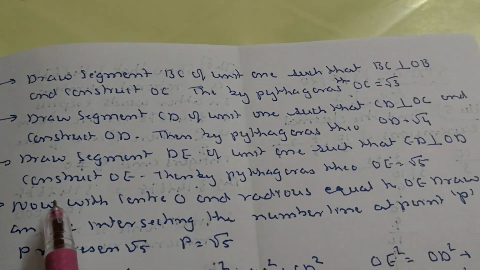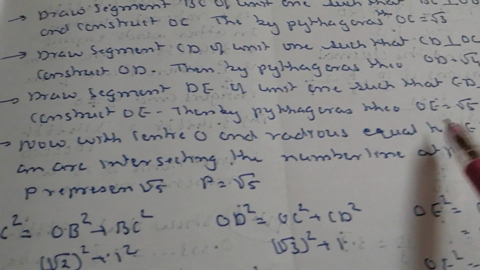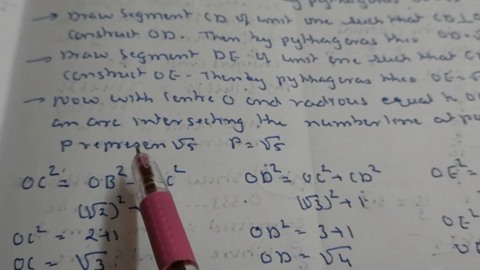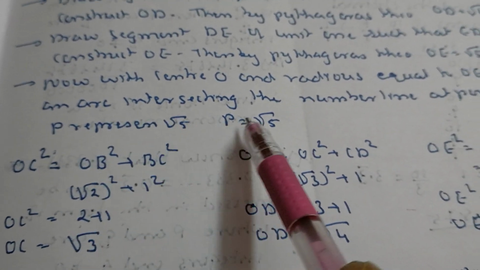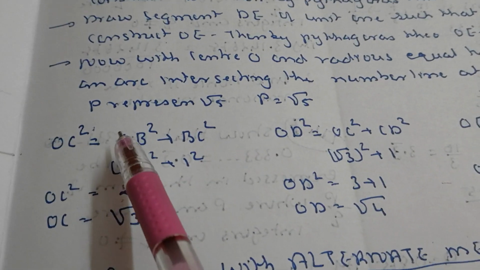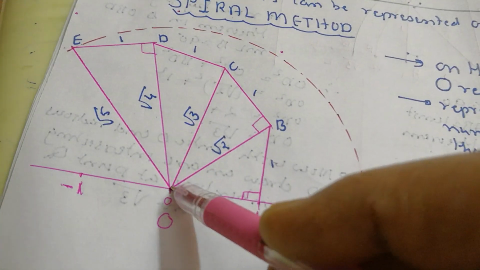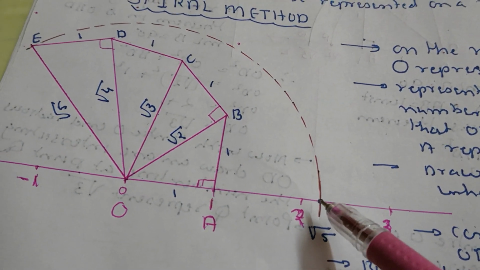Same way I have represented it over here in words. Now draw segment DE of unit 1 such that DE is perpendicular to OD. Construct OE. Thereby by Pythagoras theorem, OE is equal to root 5. Now with center O and radius equal to OA, draw an arc intersecting the number line at point P, which represents root 5. Again we are going to place your compass over here, take your pencil up to point E, and from there draw an arc which intersects line L at point P. So point P represents root 5.